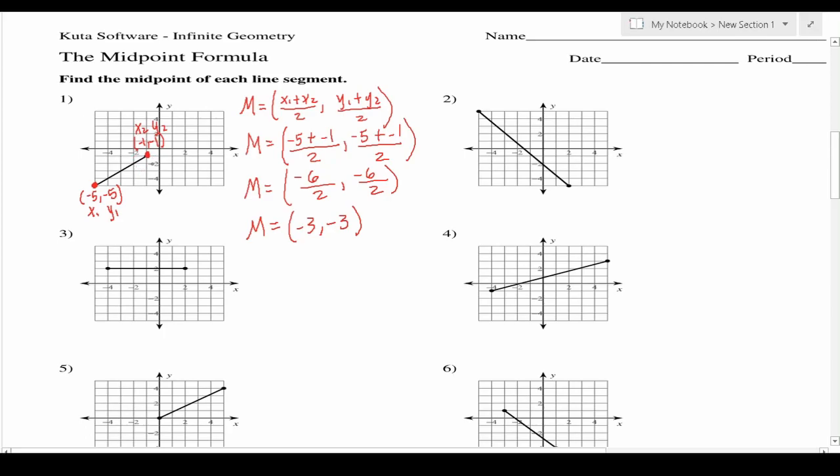If we want to put that on this graph, we can to check the reasonableness of our answer. Negative 1, 2, 3, negative 1, 2, 3. We can see that our midpoint does in fact bisect the two endpoints directly in the center of those two endpoints. So that's that one. Let's go ahead and do a few more just so we can get it down. Let's go ahead and do number 2.